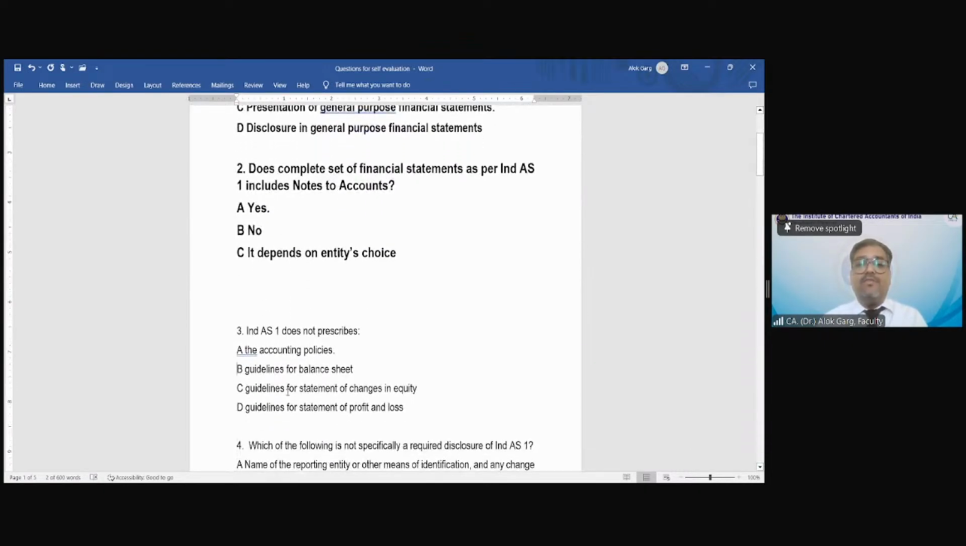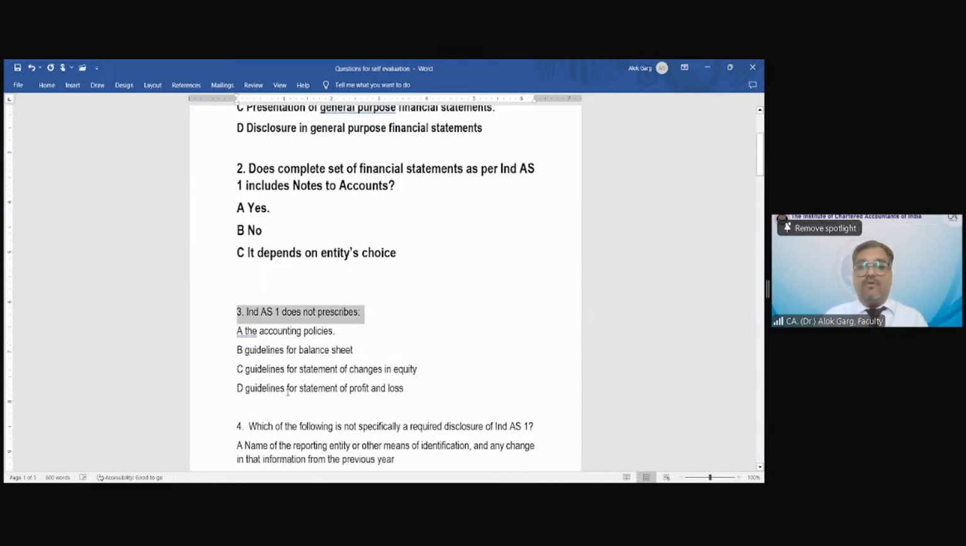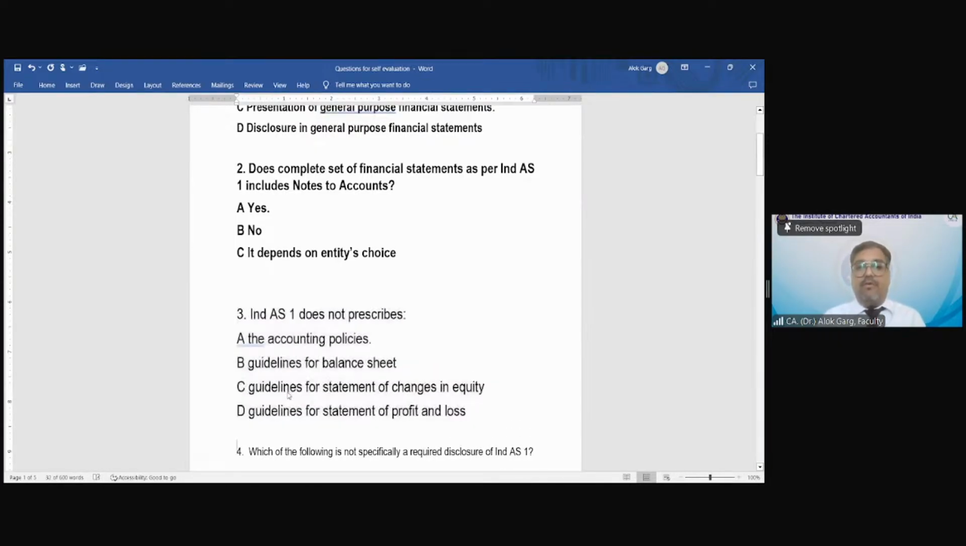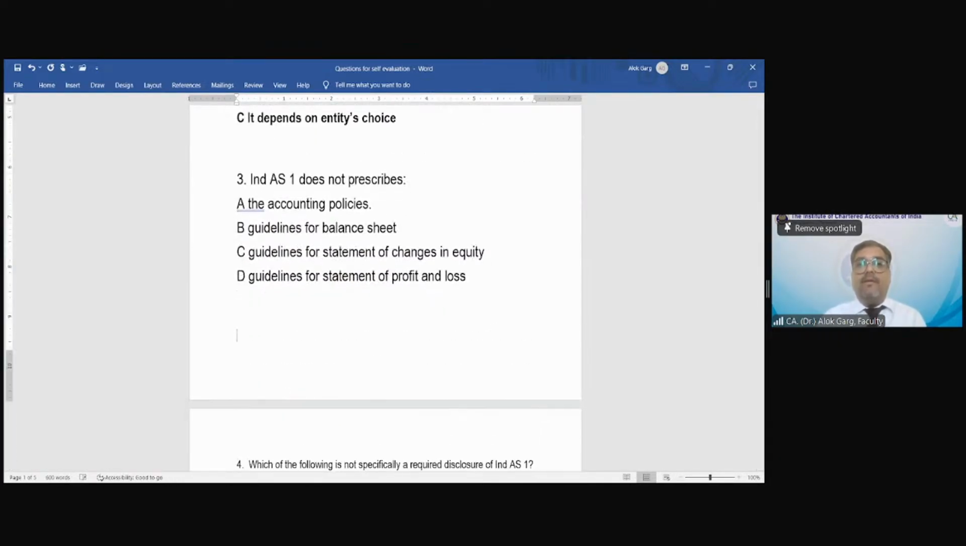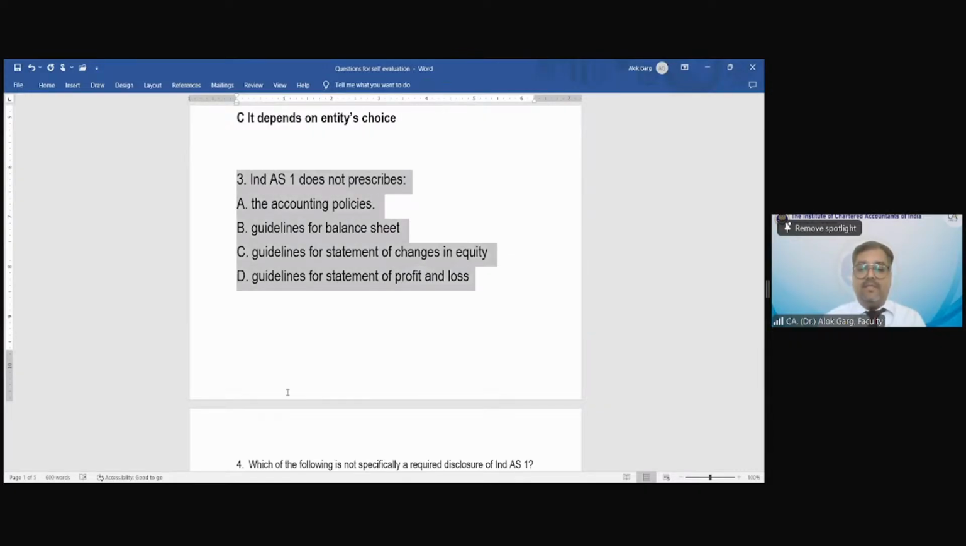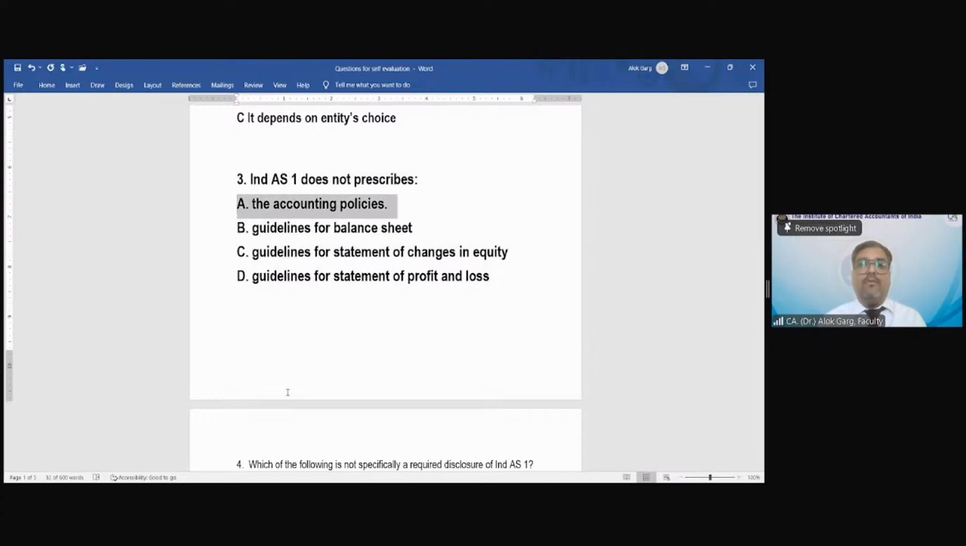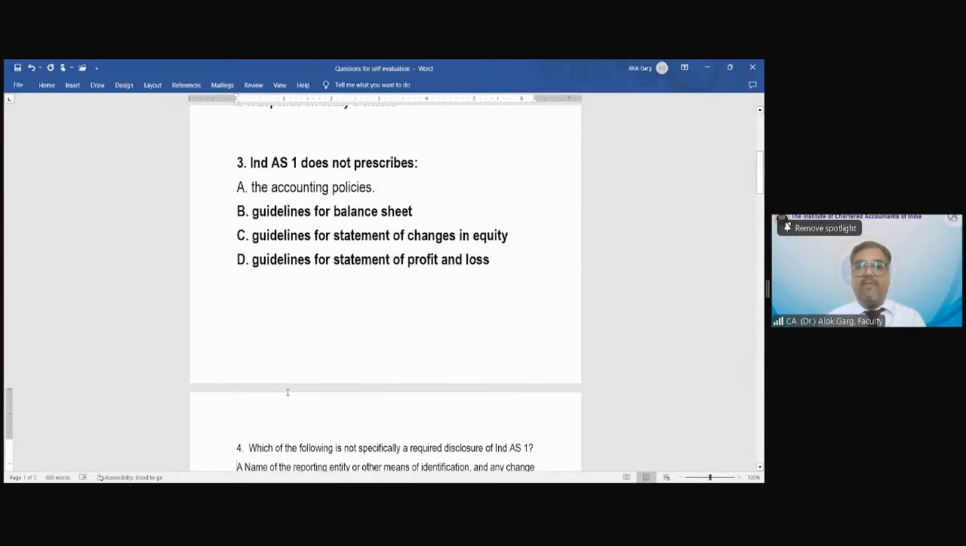What does Ind AS 1 not prescribe? You have given 4 options: accounting policies, guideline for balance sheet, guideline for statement of changes in equity, guideline for statement of profit and loss. Ind AS 1 does not prescribe the accounting policies. This is the right answer. Ind AS 8 provides that.